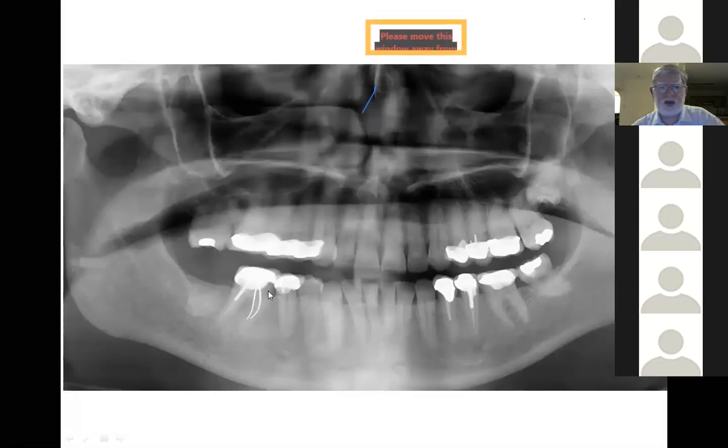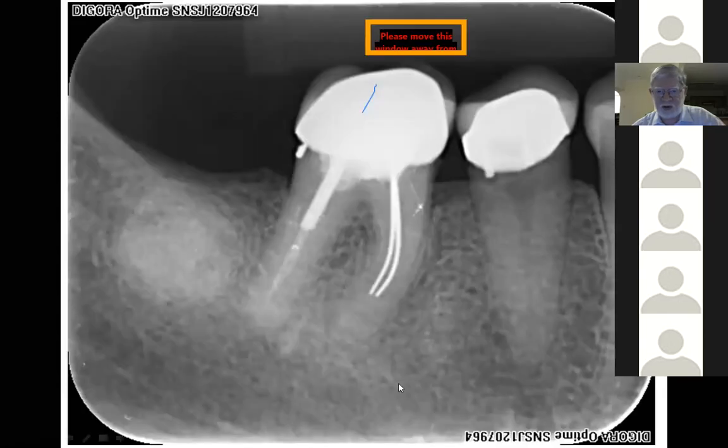So the same thing there. We've got silver points, and just focusing on this area here on the next picture. Again, just denser bone across there. Well deficient root filling, silver points, and no periapical pathology.